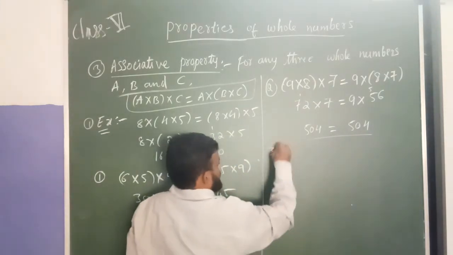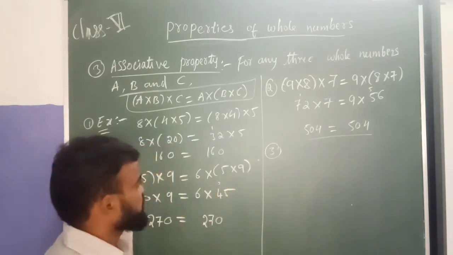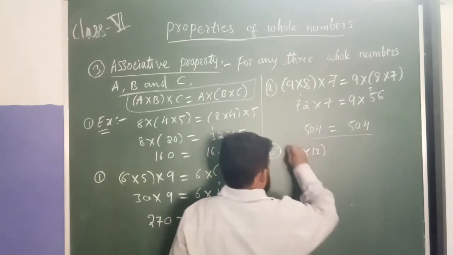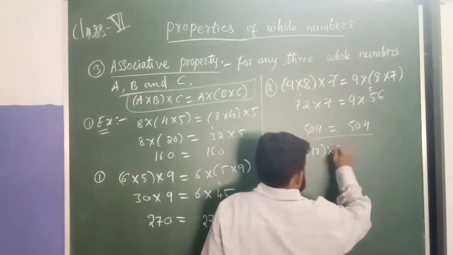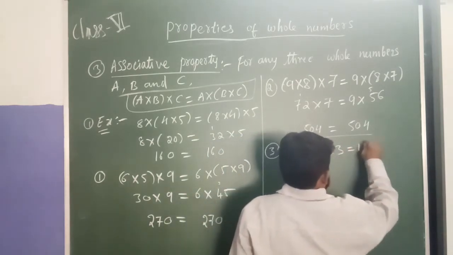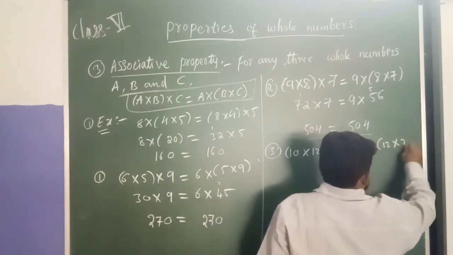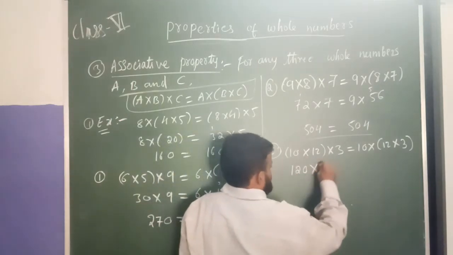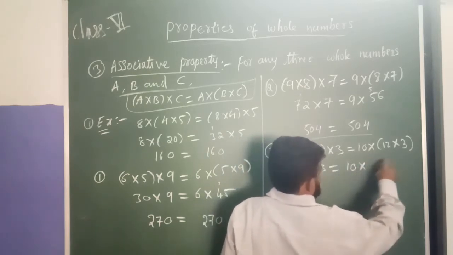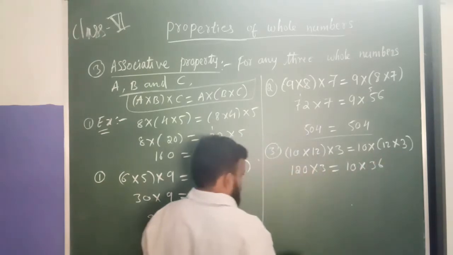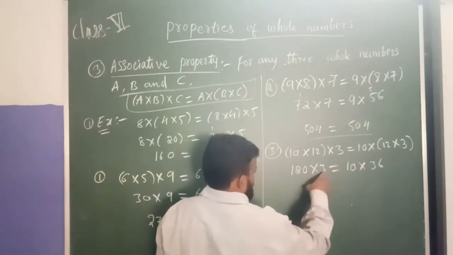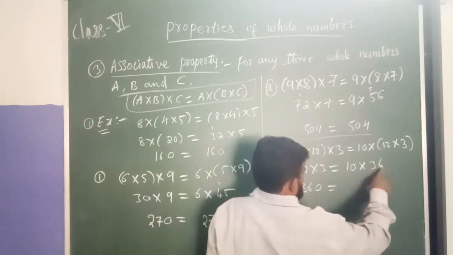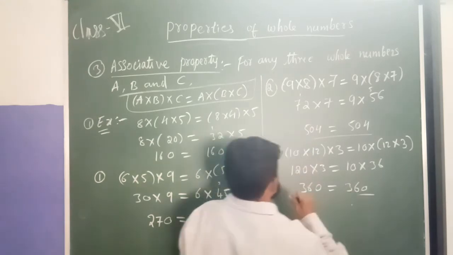Third one. According to that, I am giving 10 × 12 × 3 is equal to 10 × 12 × 3. 12 tens are 120, so 120 × 3. And 12 threes are 36, so 10 × 36. For 120 × 3: 3 zeros are 0, 3 twos are 6, 3 ones are 3, giving 360. For 10 × 36: 36 tens are 360. These are the equal answers we have got. Note it down.